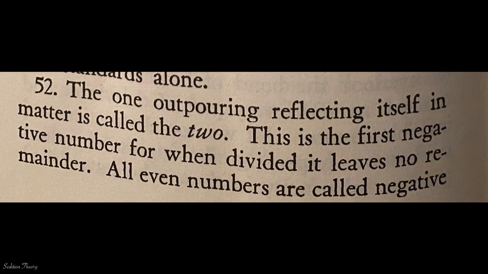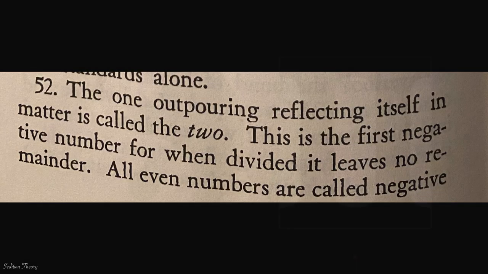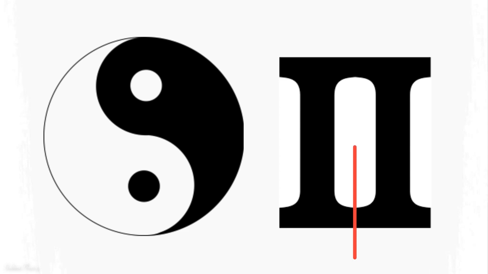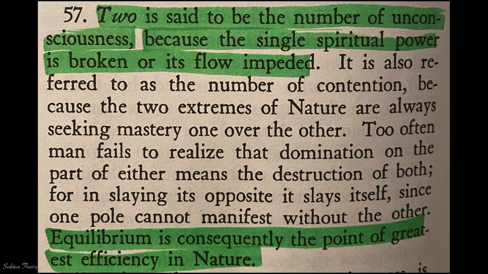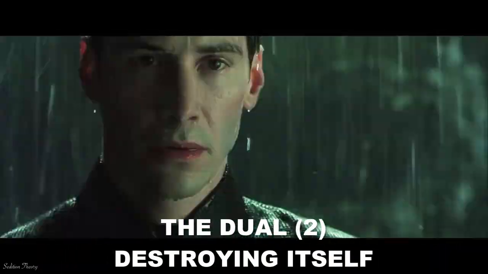The one outpouring, reflecting itself in matter, is called the two. This is the first negative number, for when divided it leaves no remainder. All even numbers are called negative. Two is said to be the number of unconsciousness, because a single spiritual power is broken or its flow impeded.